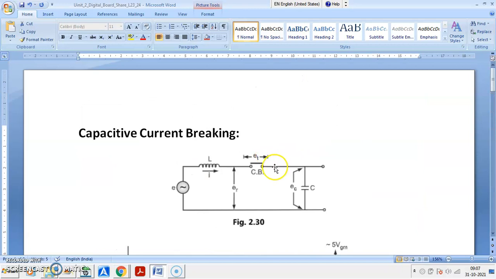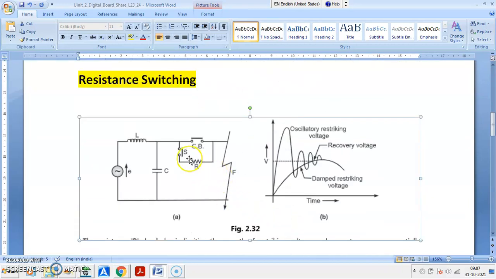In this case, this is circuit breaker. Resistance switching, you are having the changes made. This is switch and this is resistance R. This is capacitor. This is fault. This is inductance of line. This is source voltage E. Now resistance R is inserted in the circuit. Okay. Have you seen this circuit?